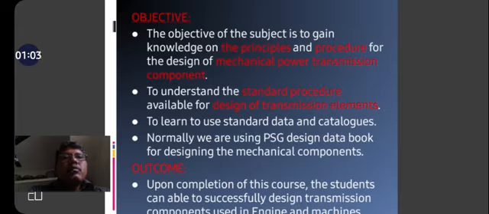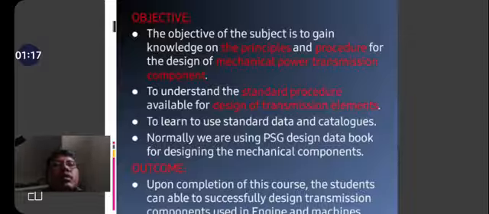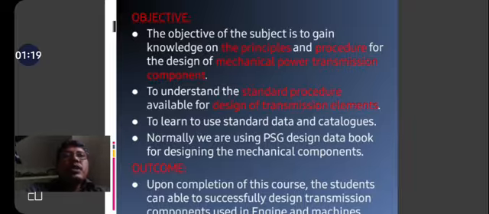The outcome of this subject is that the student will be able to successfully design transmission components used in engines and machines.